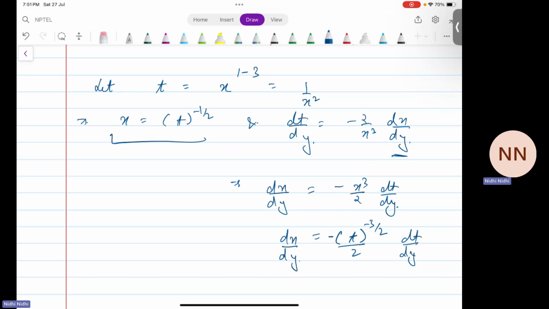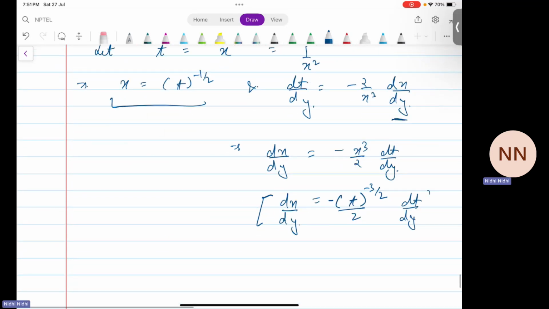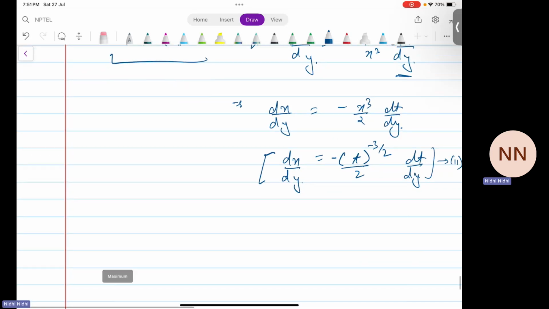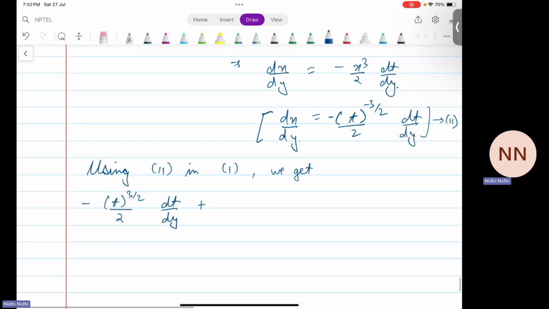Now putting this value of dx by dy, let's number it 1, 2, using 2 and 1, we get minus t to the power minus 3 by 2, by 2, dt by dy plus minus 2y times x, which is t to the power minus 1 by 2, is equal to y cube x to the power 3, that means t to the power minus 3 by 2.